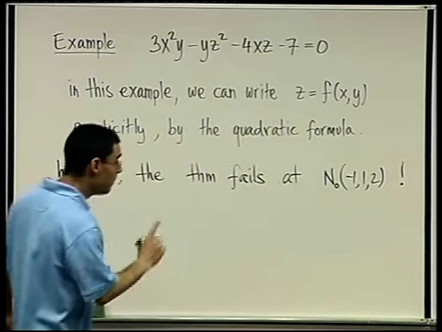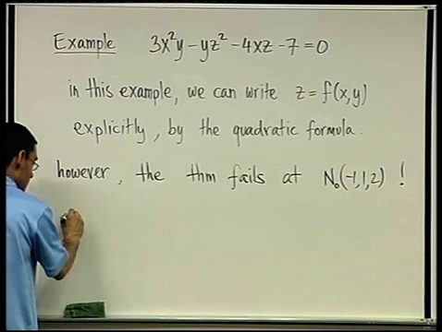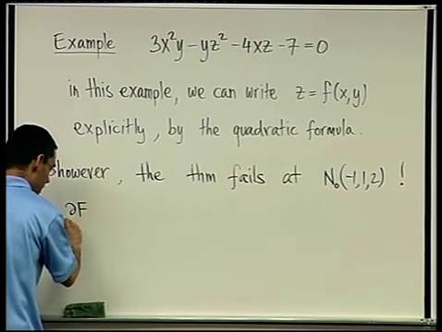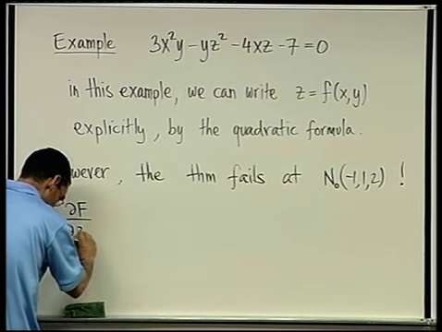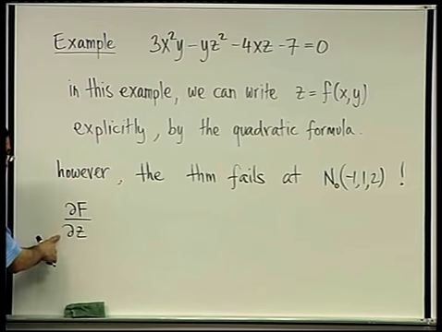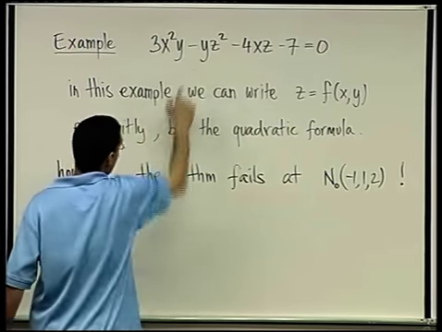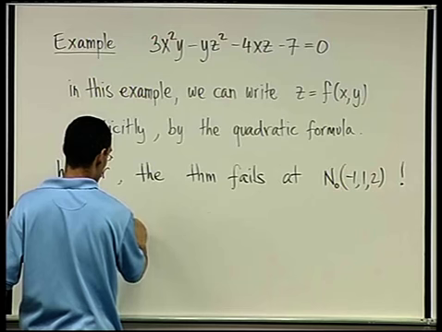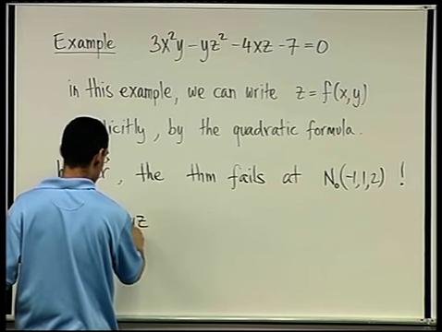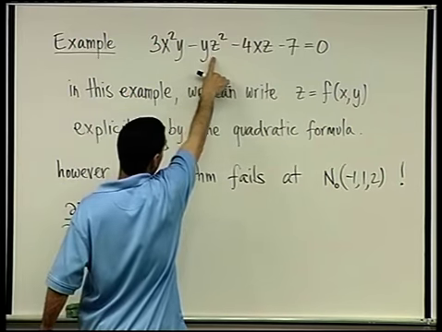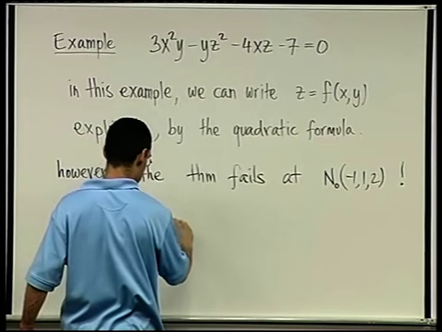Okay. But there's another condition. The derivative of f with respect to the variable I'm trying to isolate, to write as a function of the other, cannot vanish. So what's the derivative of f with respect to z? It's what? It's minus 2yz minus 4x. Do you agree?